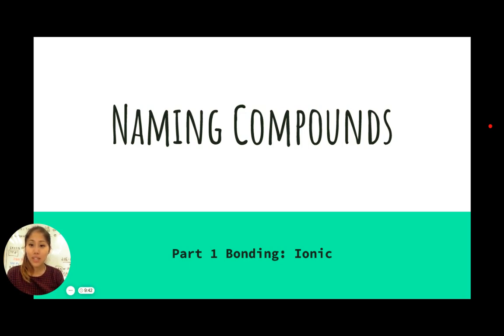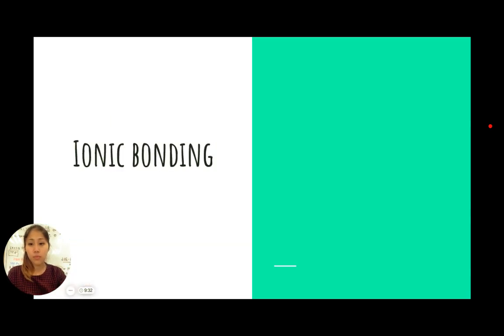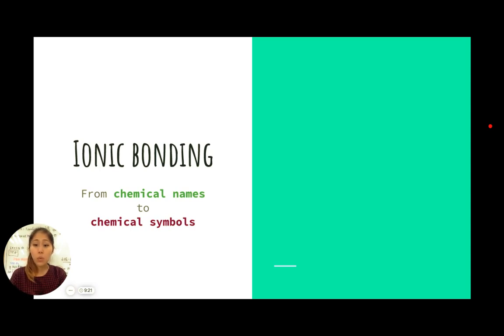In this section today, we're going to take a look at how to name compounds, specifically compounds that form ionic bonds, and what the steps are in order to figure out their charges. Ionic bonding, there are two ways we can go about figuring out the name of the compounds. The first one is we are given a chemical name of the compound, and we have to figure out their symbols. So going from name to symbols, these are the steps.